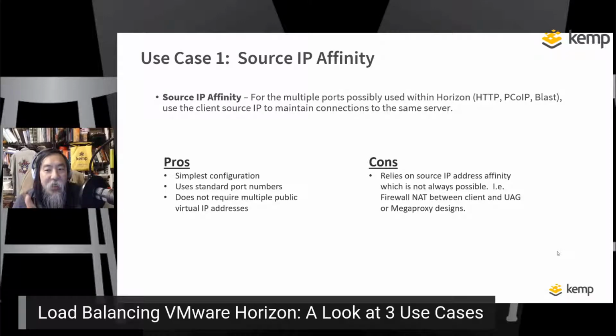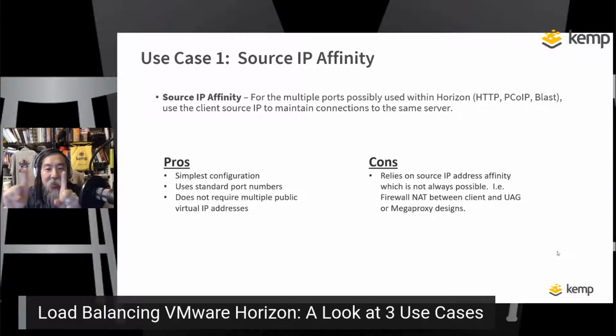So there's going to be a second connection going to PC over IP or Blast through the UAG to the connection server to these desktops. So to maintain some connection clarity between the initial connection that did the authentication and the second connection that's doing this HTTP, PC over IP, or Blast connection, we need to maintain some sort of affinity between the two to make sure that they go to the same system.